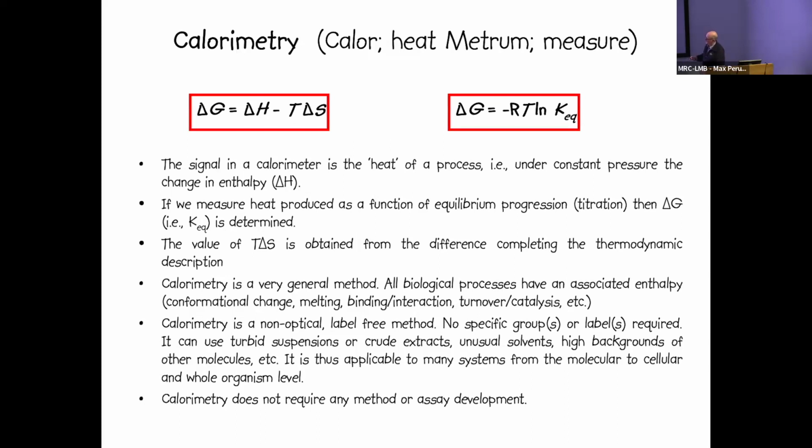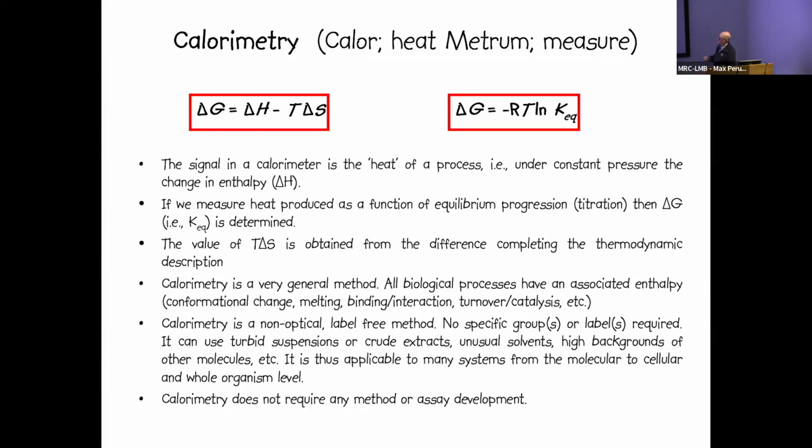Calorimetry is also, by definition, a non-optical and a label-free method. We're just looking at the molecules. We're measuring the heat that they generate, either they release it or they take it up. And so therefore, we don't need any specific groups or labels on our system.